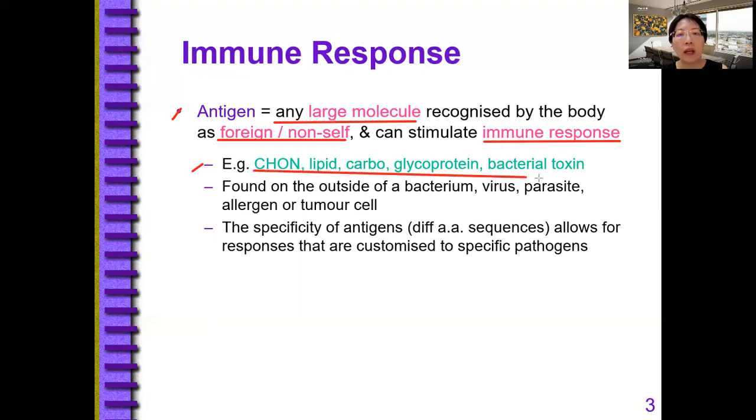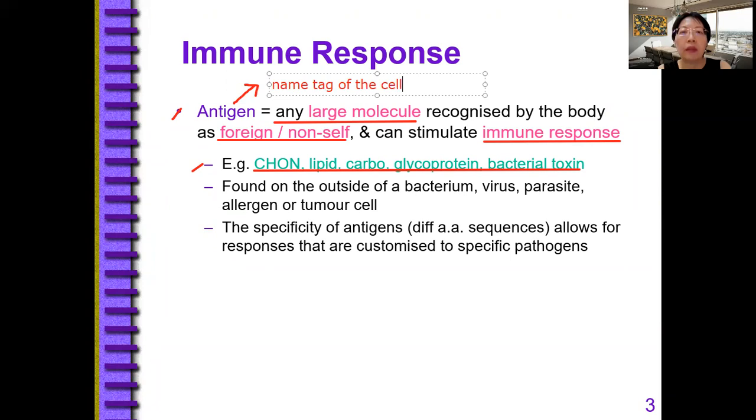So what are the possible types of the large molecules? It can be anything here: protein, lipid, carbohydrate, glycoprotein, bacterial toxin. Bacterial toxin, you see, is not the name tag of the cell, because in chapter 4, you learned that antigen is the name tag of the cell, right? For our own cell, the name tag is called the self-antigen. For other cells not from our body, the name tag on the cell is called the non-self-antigen, right?